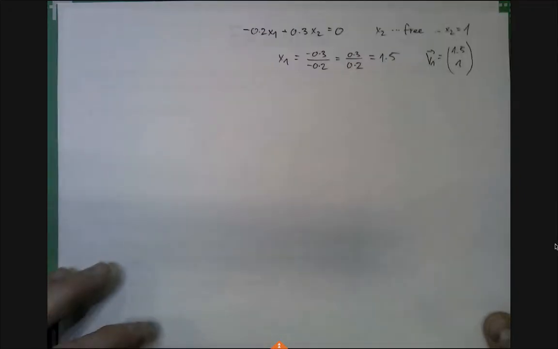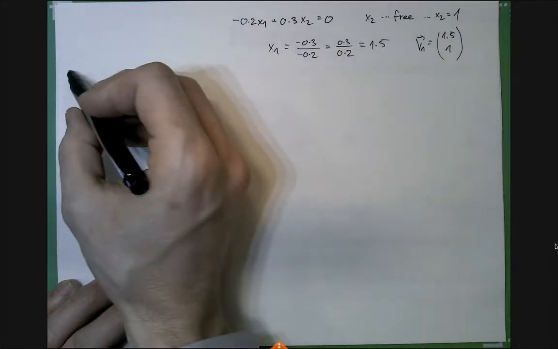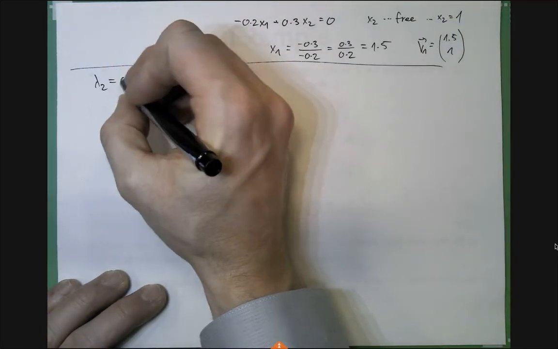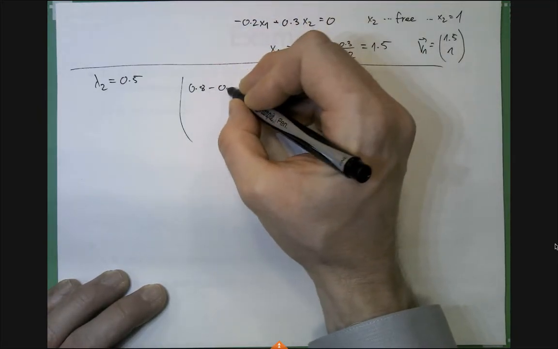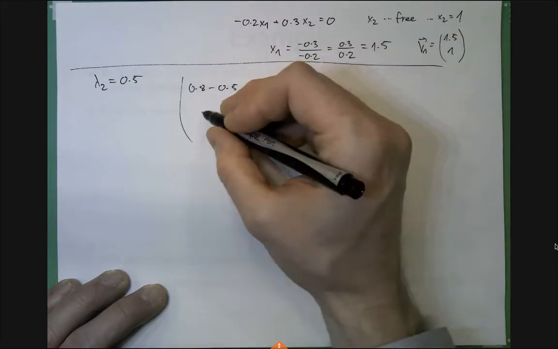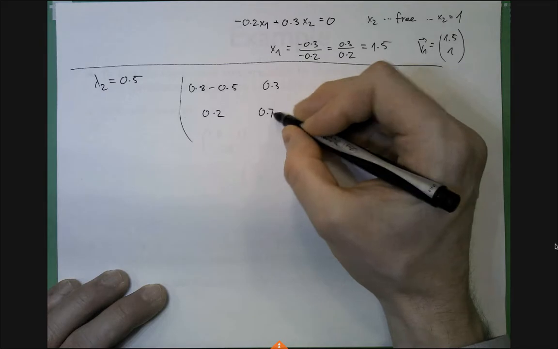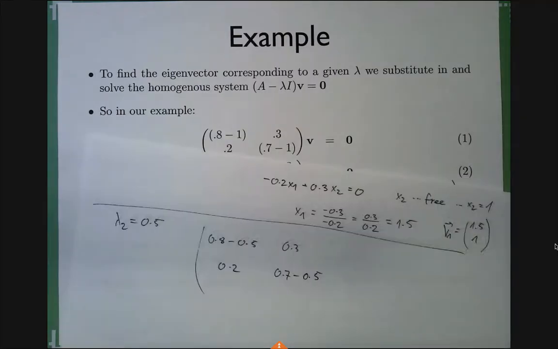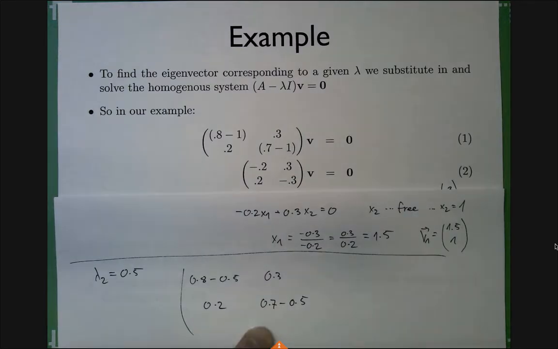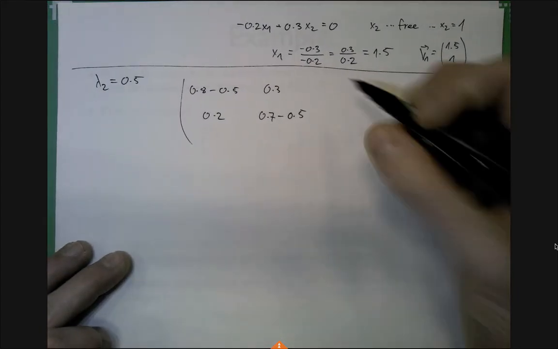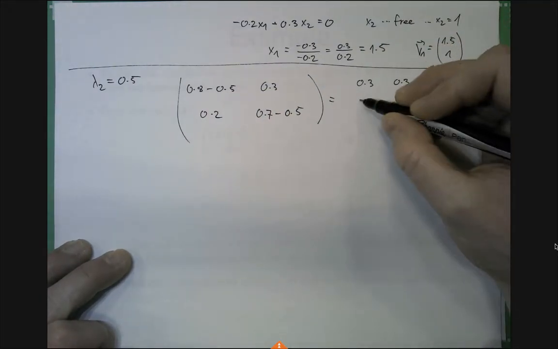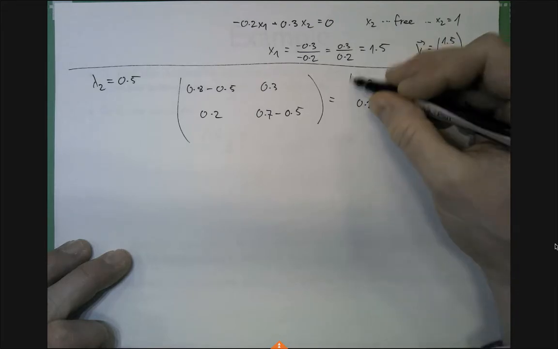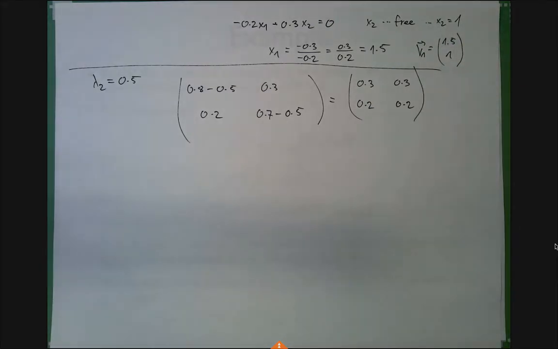Okay? We can do the same thing for the second eigenvalue. The second eigenvalue, lambda 2, was 0.5, right? So we can do the same thing for 0.5. So subtract it from the diagonal. 0.7 minus 0.5, we check. Yeah, 0.8, 0.3, 0.2, 0.7. So what is this matrix? This matrix is 0.3, 0.3, 0.2, and 0.2. Again, you can immediately see that it's singular. That's good. That means I did not make a mistake.